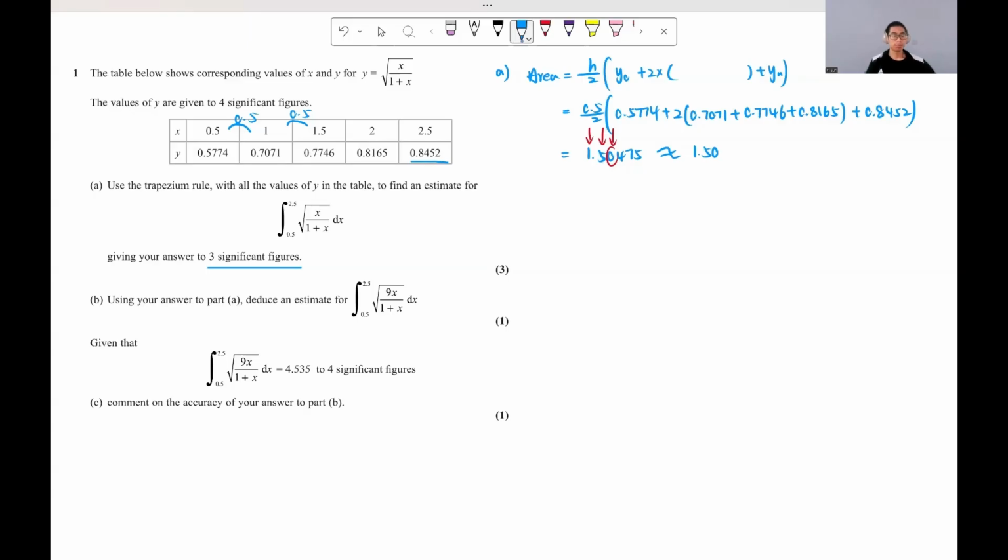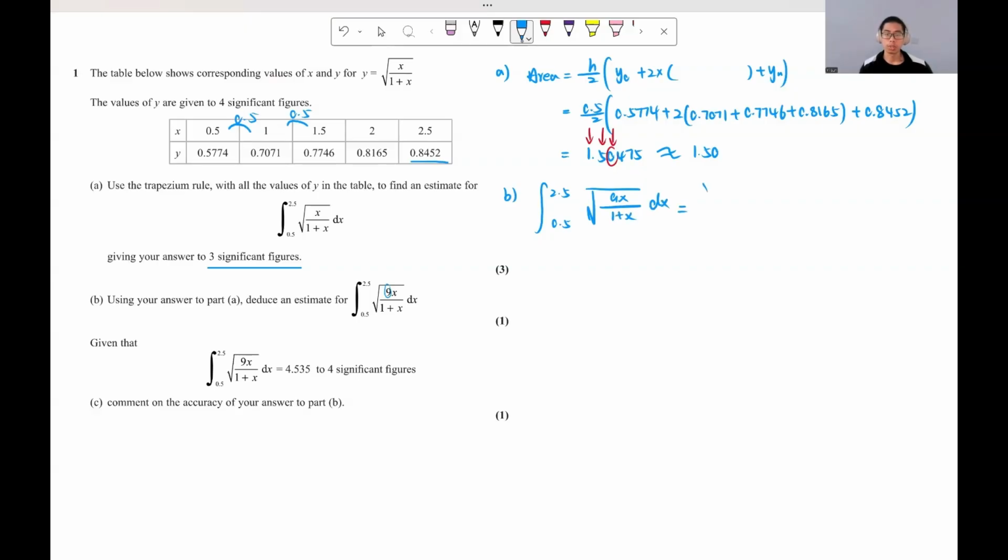And then part B. Use your answer to part A, deduce an estimate for the integral from 2.5 to 0.5. The limits are the same, and the square root is the same. The only difference is we have a fraction, so we can just use some algebra to take it out.